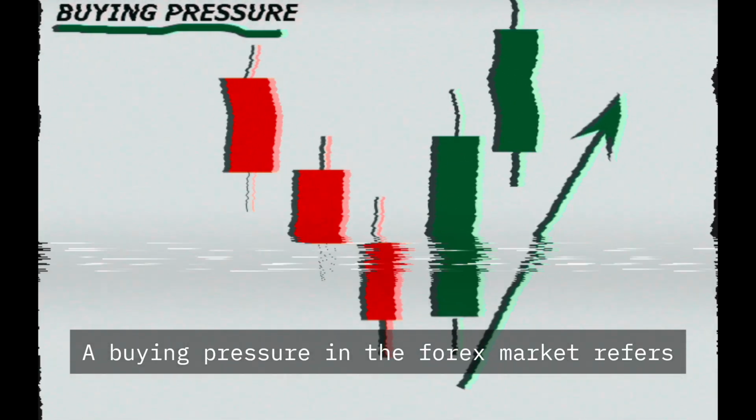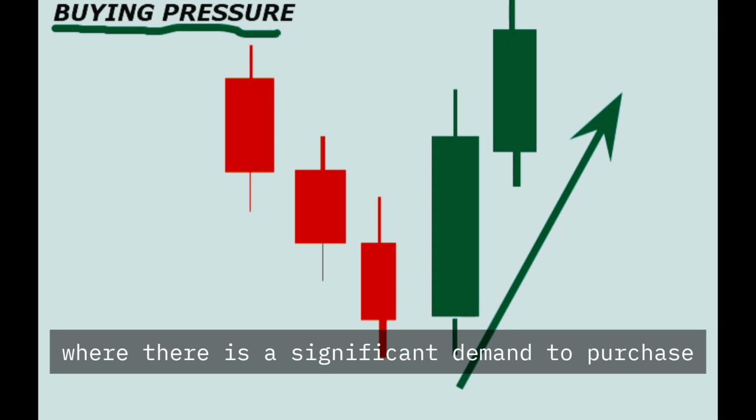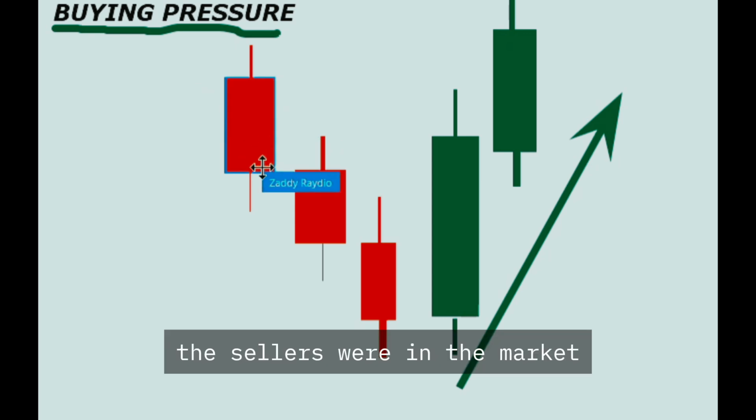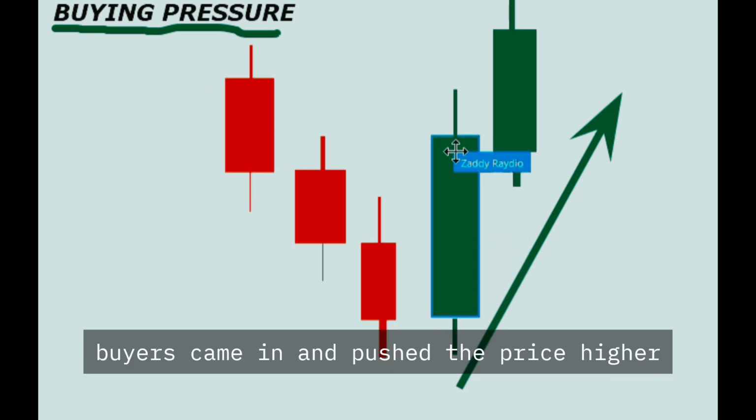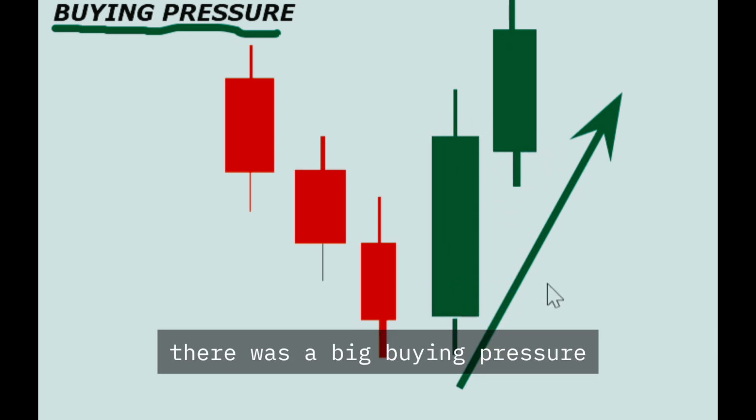A buying pressure in the forex market refers to the situation where there is a significant demand to purchase a particular currency. Here, the sellers were in the market. Then all of a sudden, buyers came in and pushed the price higher, which means around here there was a big buying pressure.